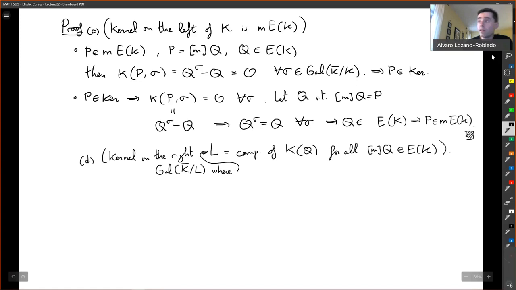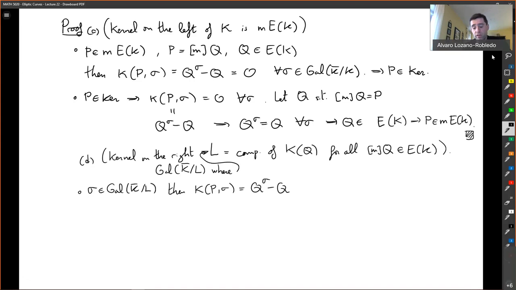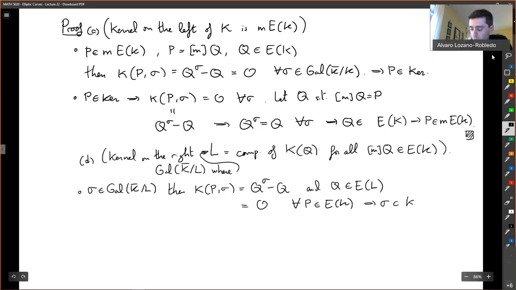So suppose that sigma fixes L, so it's in the Galois group of K bar over L. Then kappa of P sigma will be some Q sigma minus Q, where M times Q is P, which is defined over K, and therefore Q is defined over L. Therefore, sigma fixes this, so this has to be O for all P in EK. Okay, and therefore sigma is in the kernel on the right.